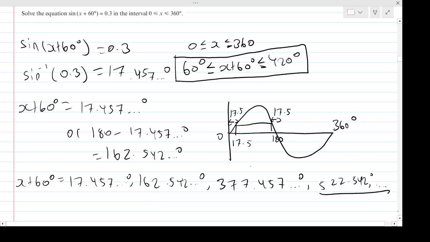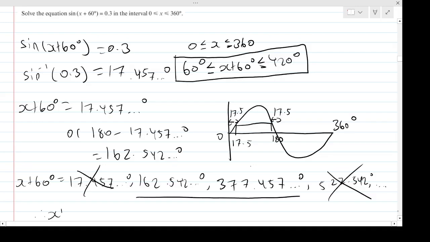But this is above 420 now, right? So remember, we need to pay attention to our interval. That is above 420, so that's our cutoff, so we can't have that. Actually, it also has to be above 60, so this solution would be rejected as well, because that's below 60. It falls outside of our range. So these are my only two solutions then.